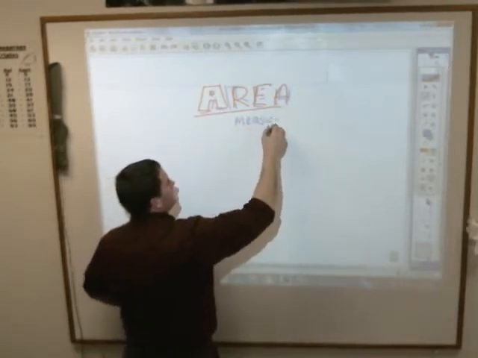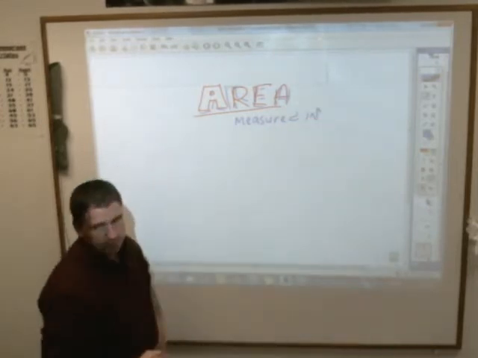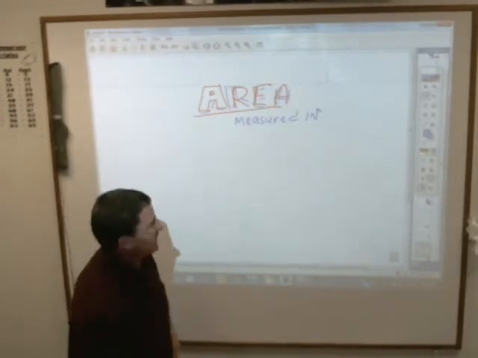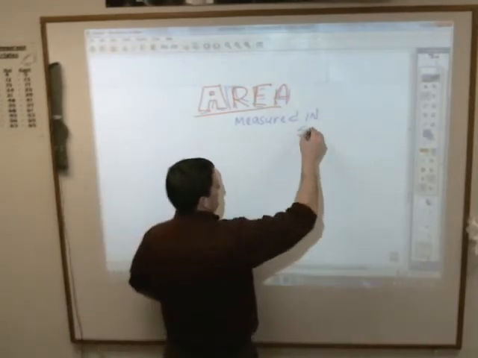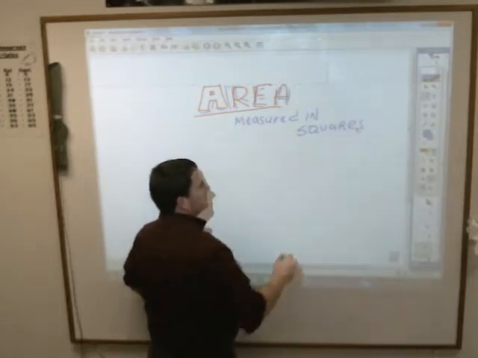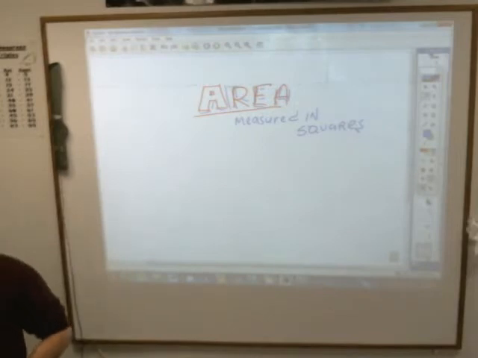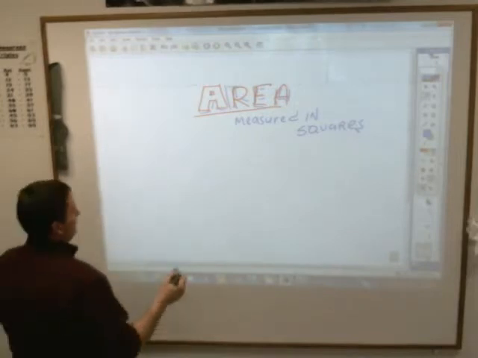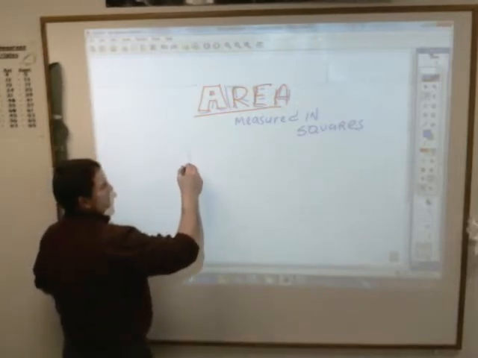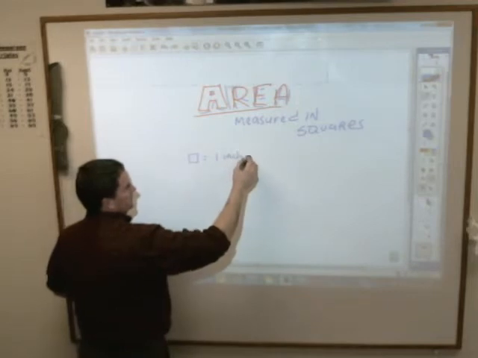Area is always measured in what? Eli? Square feet. Squares. Not always feet, and that's what you have to be careful with. Area is always measured in squares. And again, that's relative. Okay? For example, a square inch would be something like this. One inch squared.